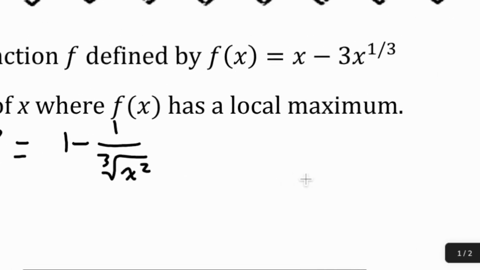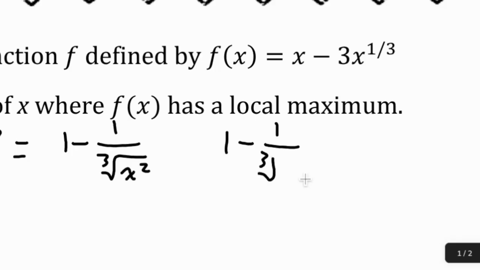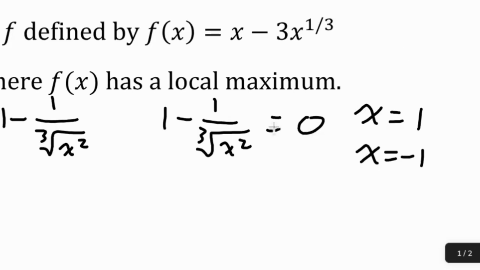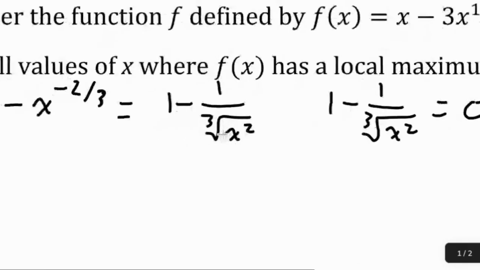Now, to solve for the others, we have to set this equal to 0. So let's go ahead and do that. 1 minus 1 over the cube root of x squared is equal to 0. Just from looking at it, we can tell that x equals 1 is a solution, because if you plug in a 1, you'll get 1 minus 1 over 1, which is just equal to 0. And because the term on the bottom is squared, x equals negative 1 is also another one of our critical points. Again, you just plug it in, you get 1 minus 1 over 1, which is equal to 0.